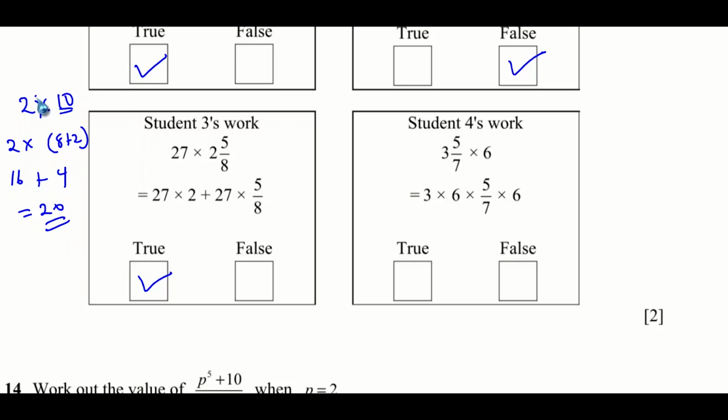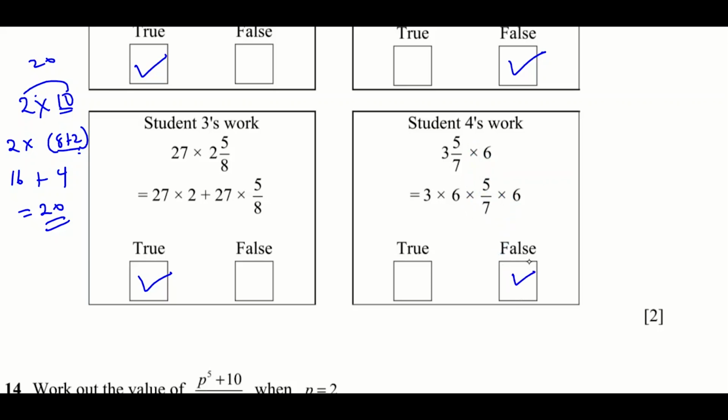That is correct. So if you do 2 times 10, the answer is 20. And if you split this into 2, so you still multiply, open the bracket by this, you still get 20. So this is correct. So in this case, for this one, 3 whole 5 over 7 times 6 will be the same as 3 times 6, okay, plus 5 over 7 times 6. So this will not be correct.